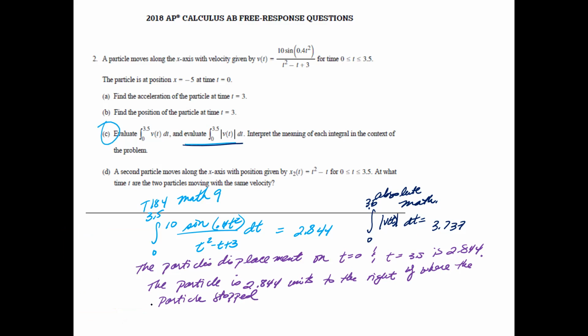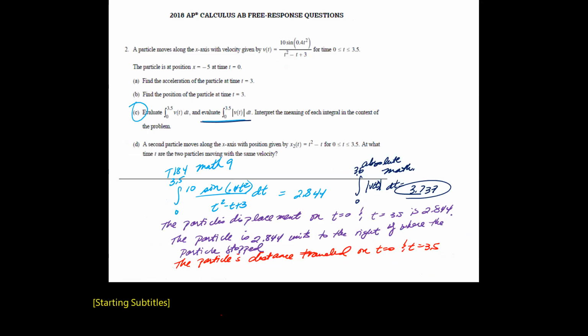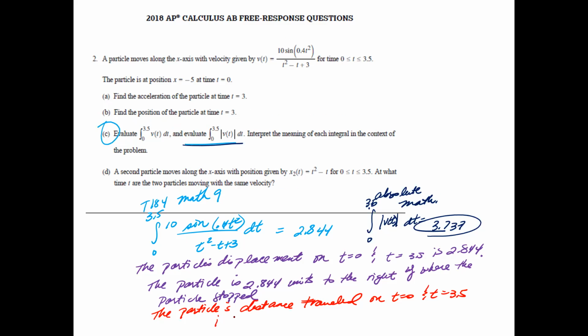Now, the absolute value of this number here represents the particle's distance traveled. On t equals 0 and t equals 3.5, the distance traveled is 3.737 units. So that is part C.